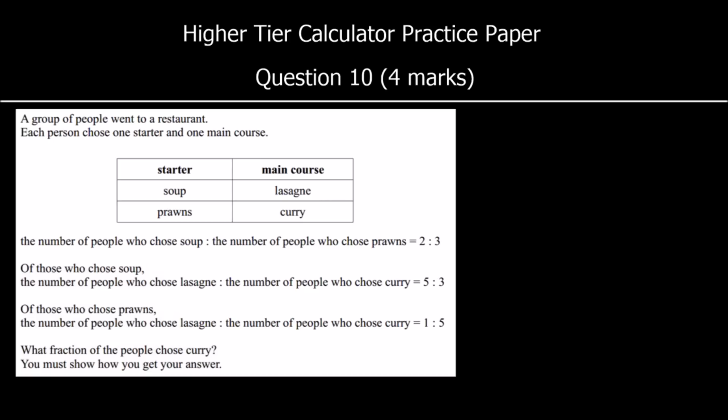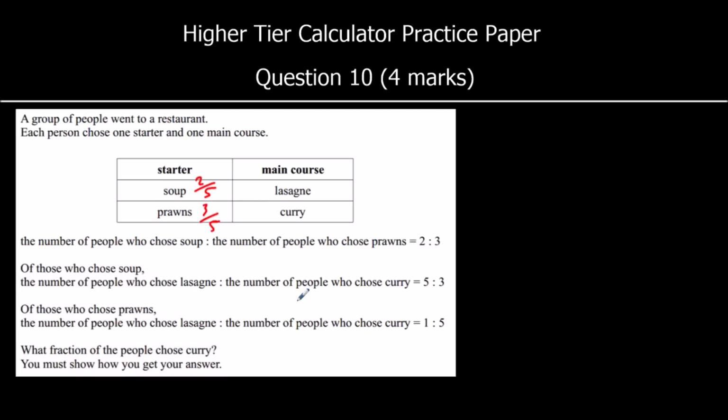Question 10. A group of people went to a restaurant. Each person chose one starter and one main course. So we've got soup or prawns for starter and lasagna or curry for the main. The number of people who chose soup to the number of people who chose prawns is 2 to 3. So I'm just going to change these to fractions, 2 to 3. So there's 5 parts. So 2/5 soup and 3/5 prawns.